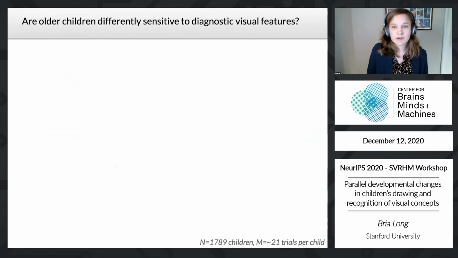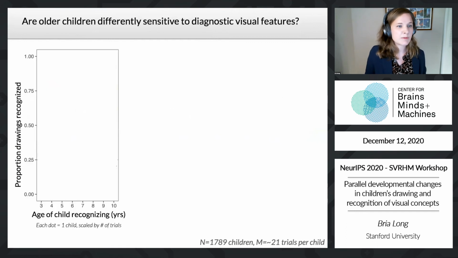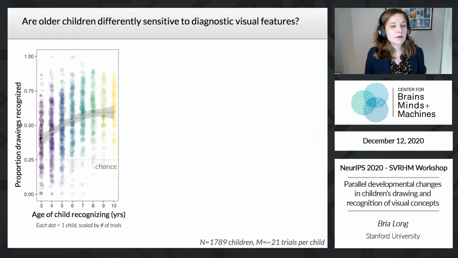So first, we're just going to look at overall drawing recognition. Here I'm going to plot the proportion of drawings that were recognized on the y-axis with the age of the child recognizing on the x-axis. And here, each dot is going to be data from one child scaled by the number of trials they actually completed. When we looked at this data, we found that older children are systematically better at drawing recognition overall, when we collapse across all levels of diagnostic information.